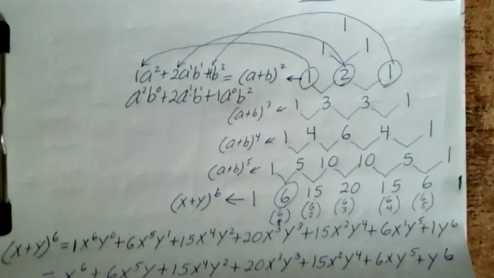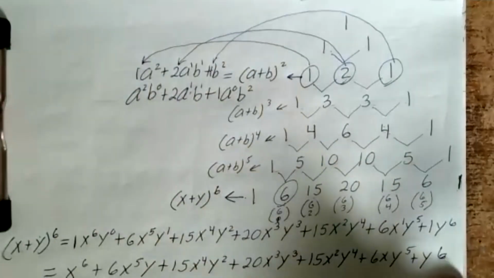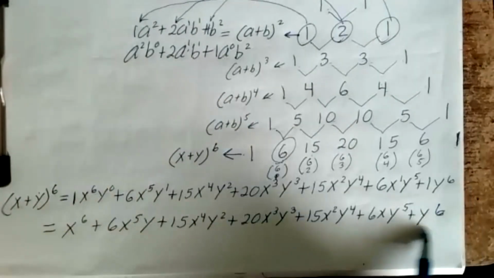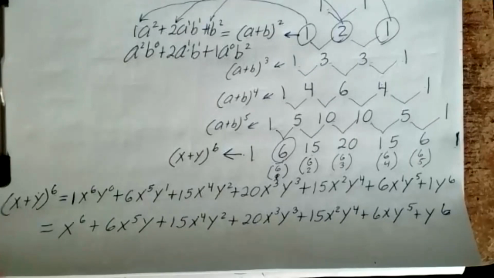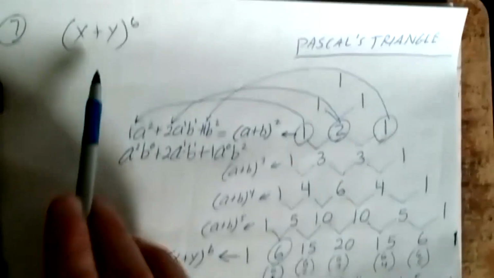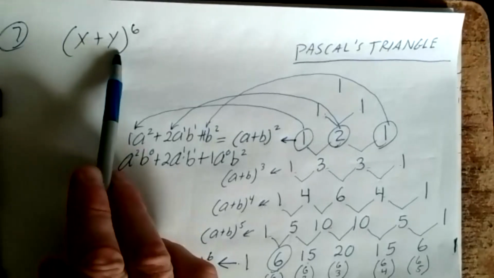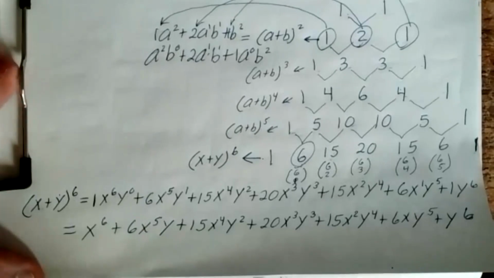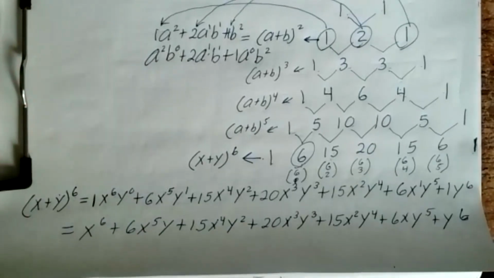But that would be it. That would be the expansion of x plus y to the 6th power. It would be this long polynomial down here. And you got to admit, using Pascal's triangle is a lot easier in expanding this than multiplying this by itself 6 times, which would be extremely cumbersome. Okay. All right, so that problem is done.